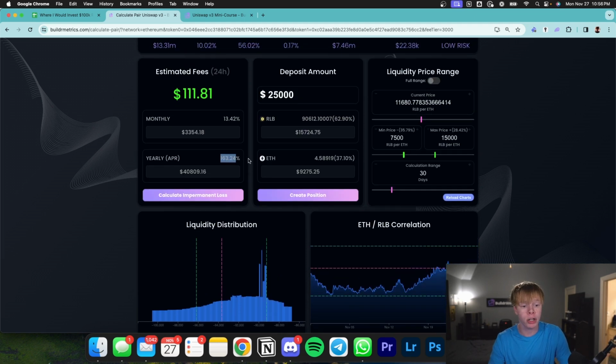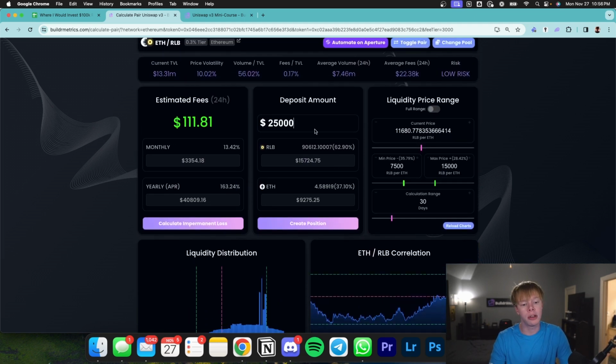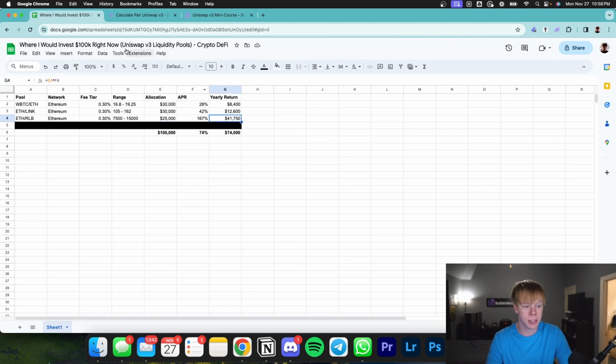Coming in at a 163% APR, a $25,000 investment is estimated to make you $110 per day, which is pretty absurd. That's over $40,000 every single year.